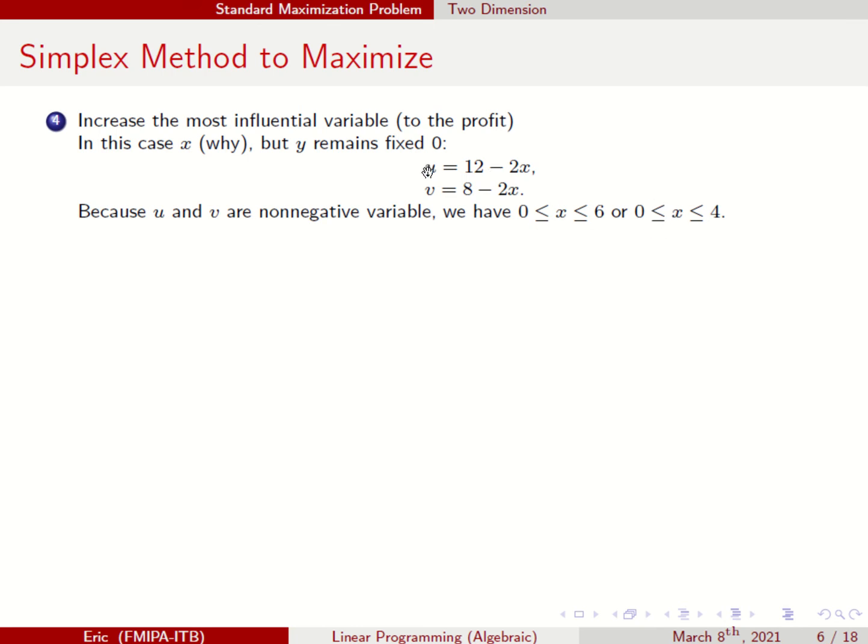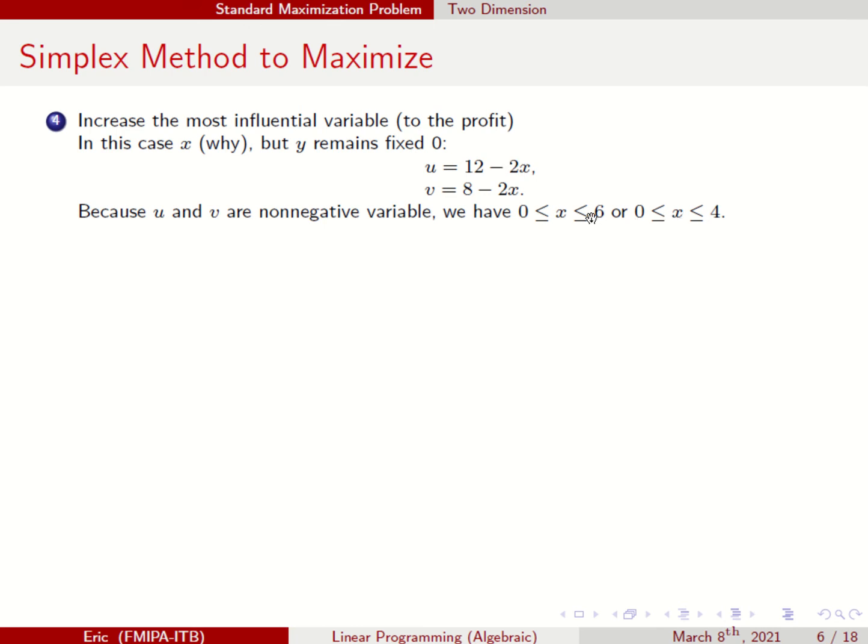X should be greater than or equal to 0. But don't forget u is greater than or equal to 0. That will give you x should be less than or equal to 6. So x should be non-negative and less than or equal to 6 from the first equation. Okay, how do you get 6? 12 divided by 2.